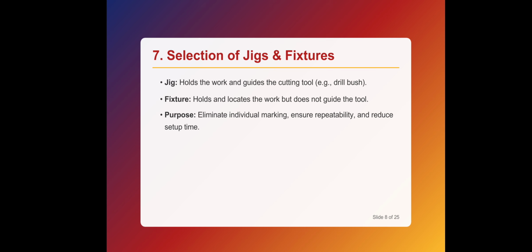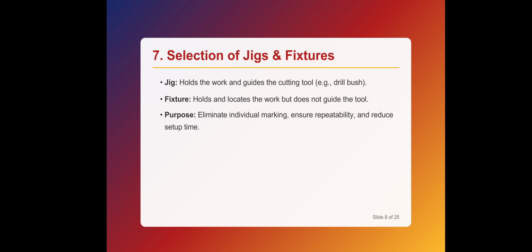The next one is selection of jigs and fixtures. So the jig holds the work and guides the cutting tool. Example, drill or drill bush. So the jig is also called as the one that holds the workpiece and guides the cutting tool. As we can understand, in the drilling process, the specified work material or workpiece is held in the jig, and the cutting tool can be guided due to the particular arrangement called a jig.